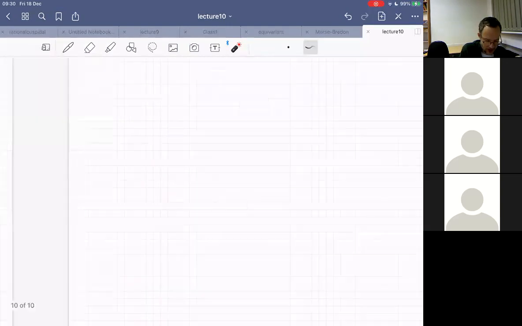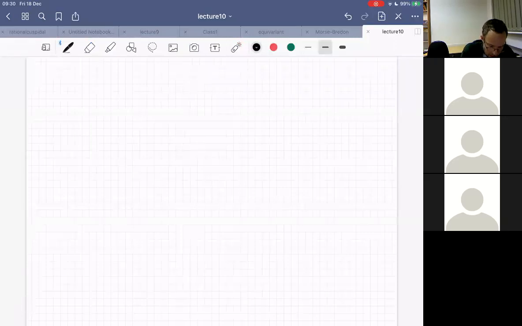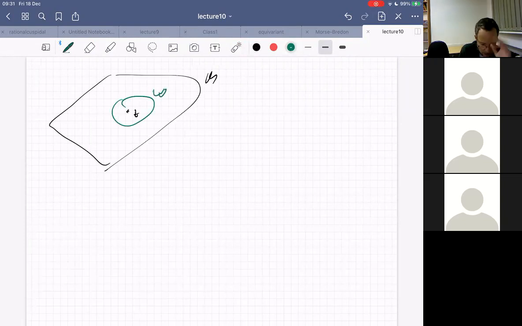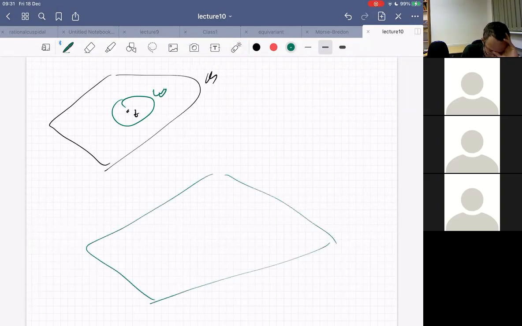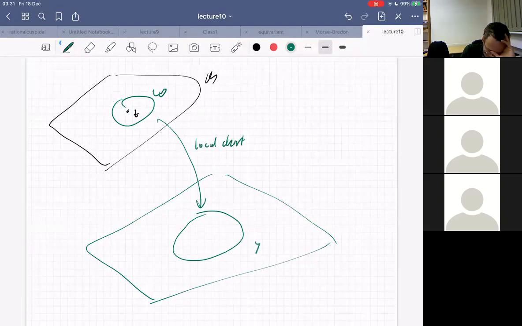And now what is this? Now I am on M. I have Z. I have W. So over here I have a map, over a local chart with coordinates y1, yn. So this is like some set U in Rn. And my function f is equal to yn.